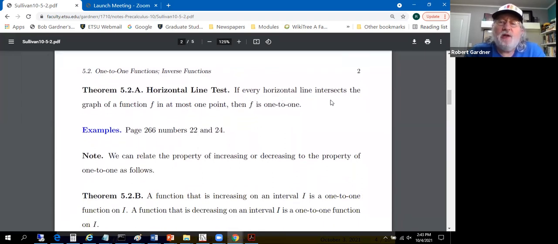If every horizontal line intersects the graph of a function in at most one point, then f is one-to-one. So the horizontal line test is a quick way to test a function to see if it's one-to-one. The vertical line test is a way to check the graph of an equation to see if it's an equation that represents y as a function of x. Here we're assuming we do have the graph of a function, and we're testing it for the additional property of one-to-oneness.